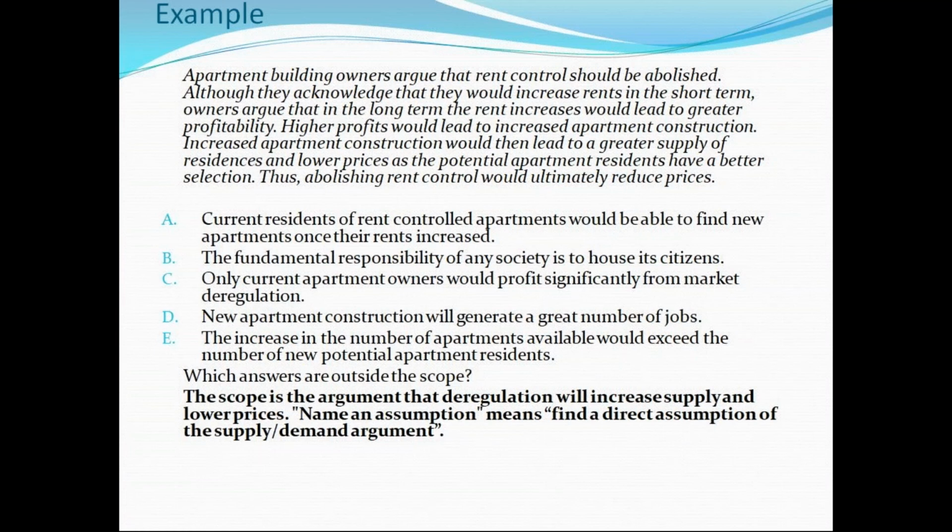Apartment building owners argue that rent control should be abolished. So the argument is if we stop controlling, this will lead to reducing the price. They acknowledge that they would increase rents in the short term. Owners argue that in the long term, rent increases would lead to greater profitability because higher profits would lead to increased apartment construction, and increased apartment construction would then lead to greater supply and lower prices as the potential apartment residents have better selection.